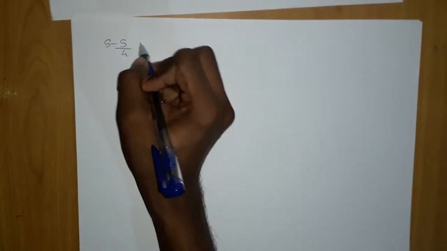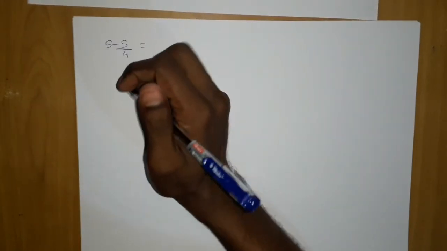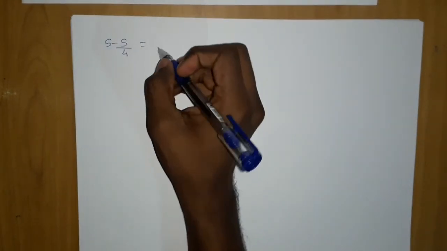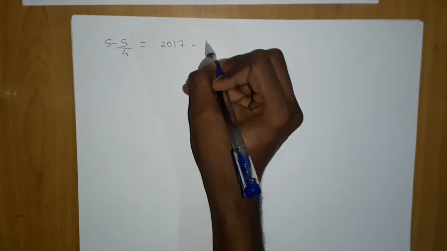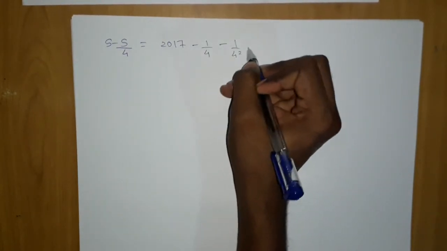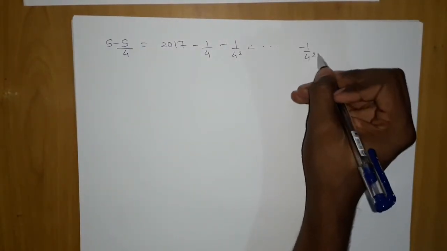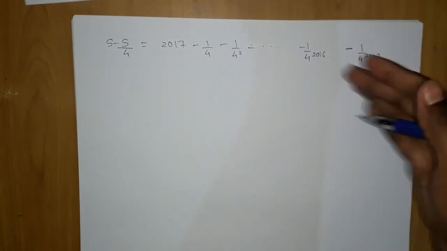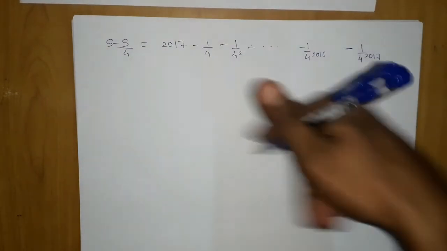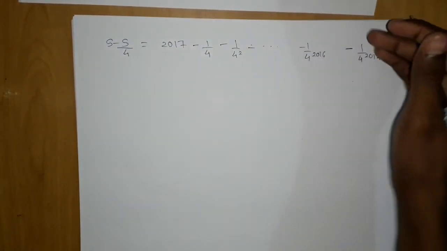Now I will call it B and subtract them. What I get is S minus S by 4. So 2017 minus this gives minus 1; 2017 moves here as it is. Then minus 1 by 4, minus 1 by 4 square, until so on. What is the last term? Minus 1 by 4 to the 2016, and this will be minus 1 by 4 to the 2017. Now the last term is similar to this, so we can consider it in this as a GP. You don't need to exclude it.